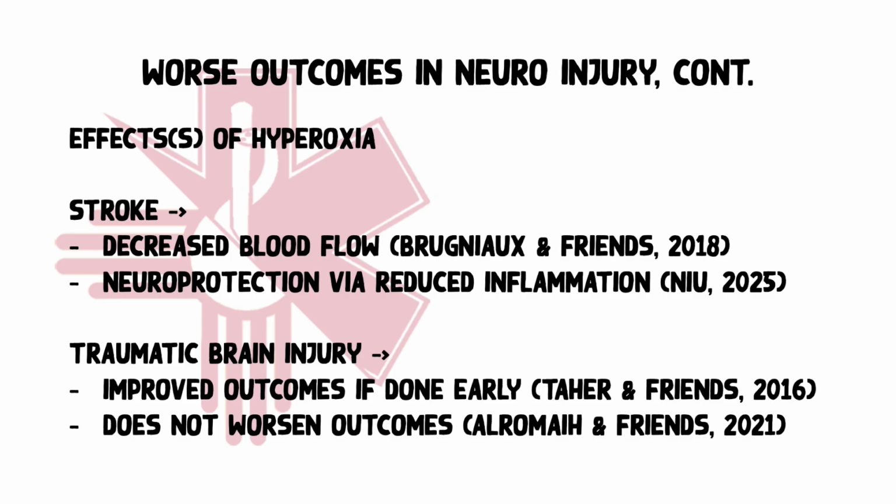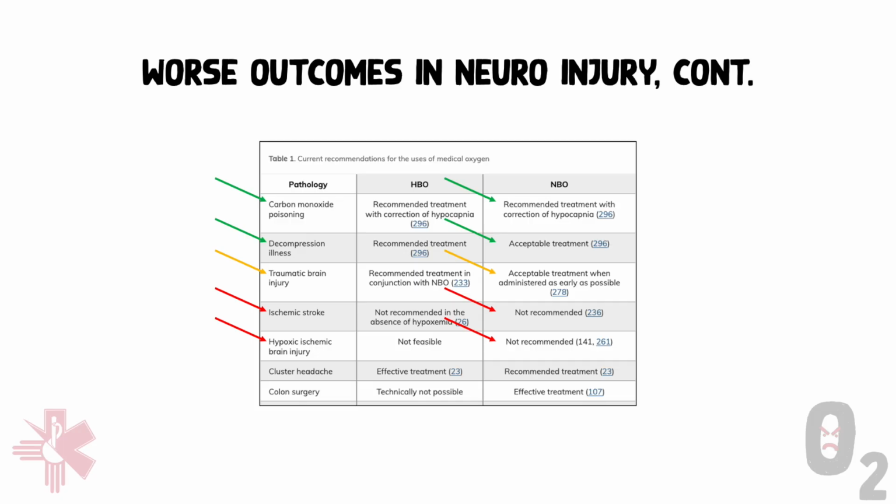Now we have a similar sort of conundrum with traumatic brain injury. We already talked about how the reactive oxygen species can cause damage, but we also know that giving oxygen can improve outcomes if it's done early after a TBI, and there's another study more recently that shows that it doesn't actually worsen outcomes. So we have a little bit of a complicated picture on this one. And you'll see that in just a couple slides, we show a summary chart that outlines when we should and shouldn't give oxygen.